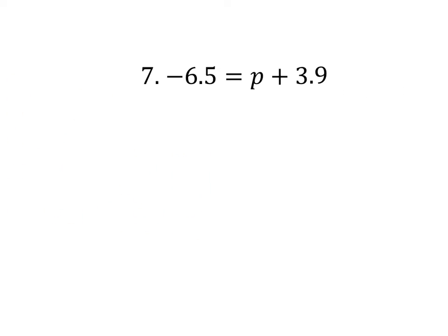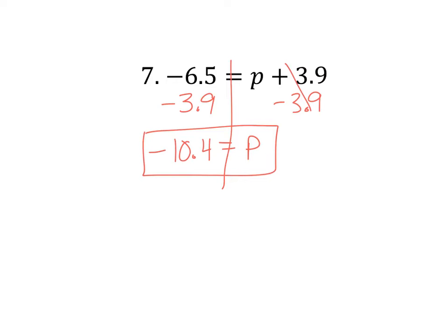Okay, let's look at 7. P plus 3.9. Opposite operation is minus 3.9, minus 3.9. I'm left with P over on the right. These are gone. Negative 6.5, negative 3.9, negative 9, negative 10.4. There's my final answer there.